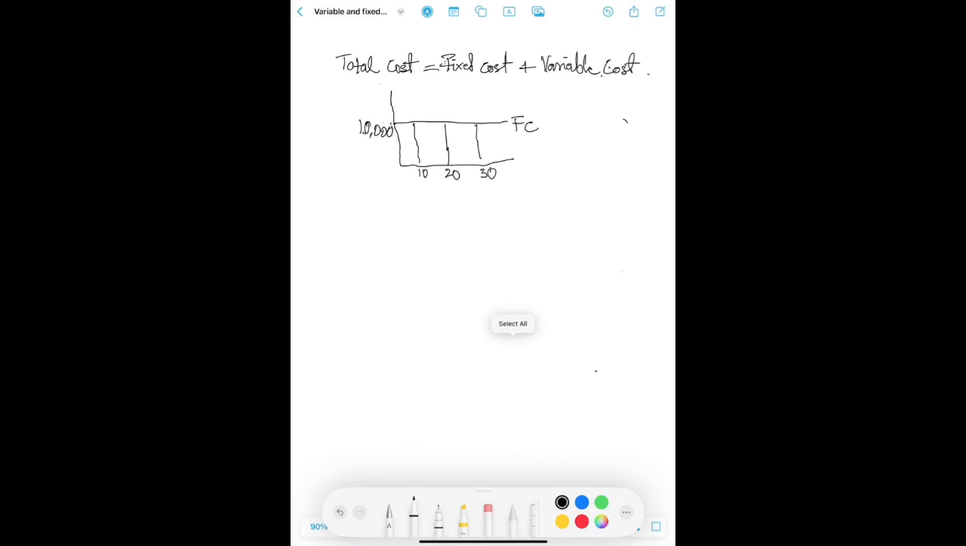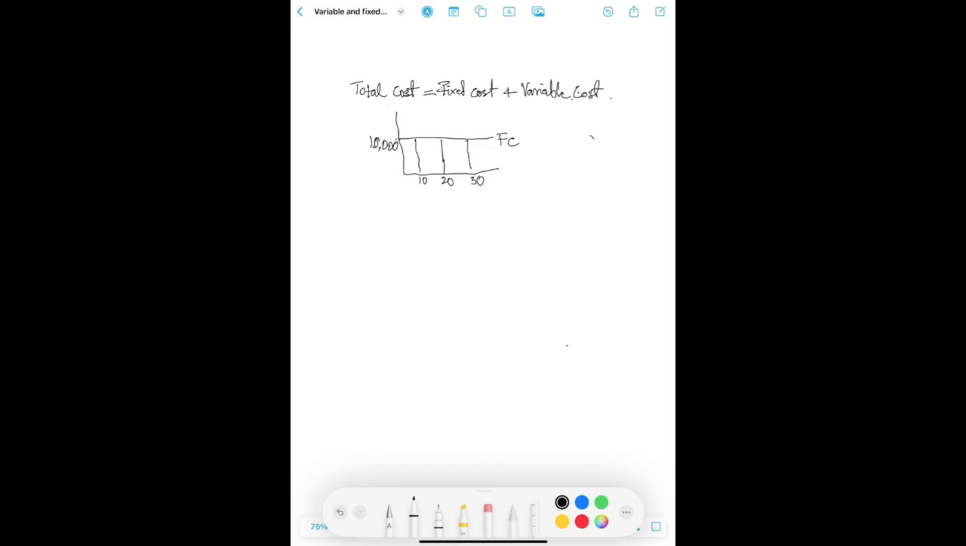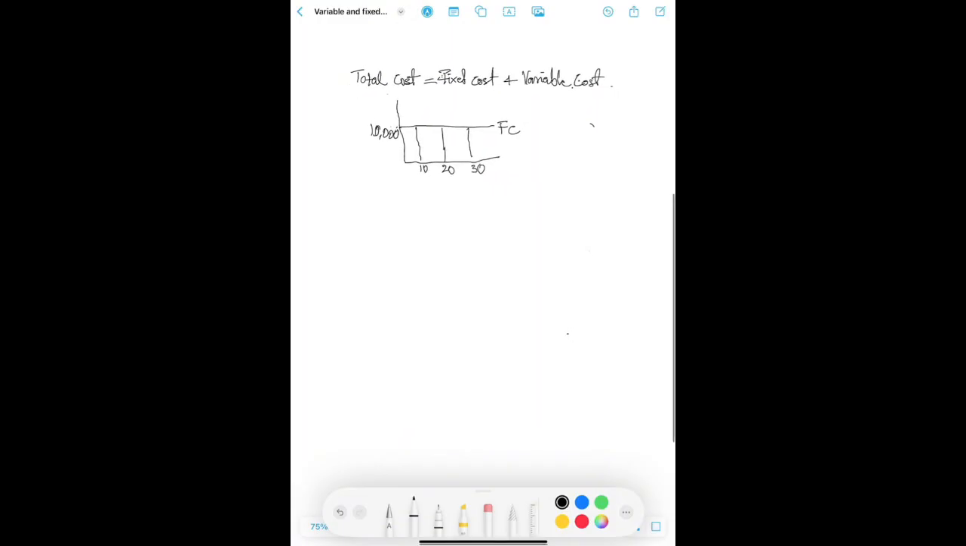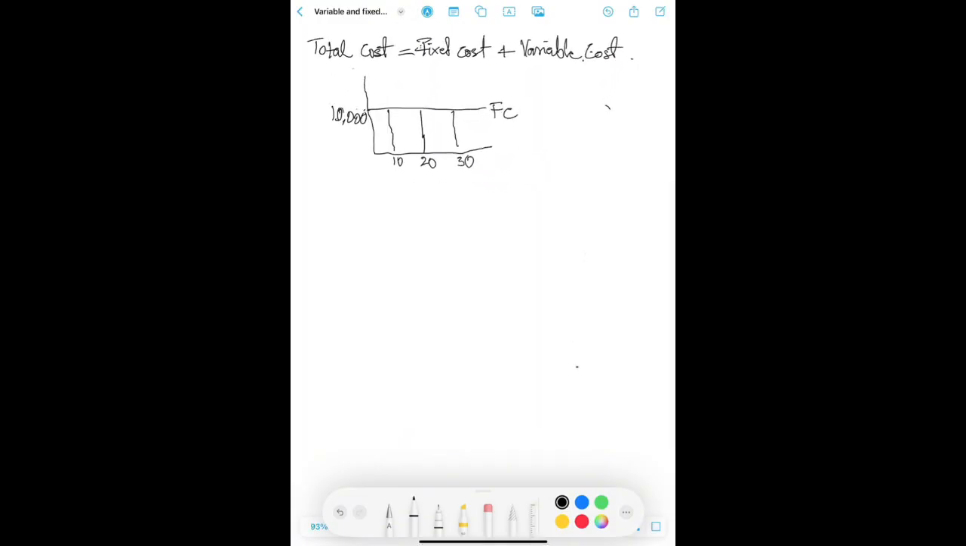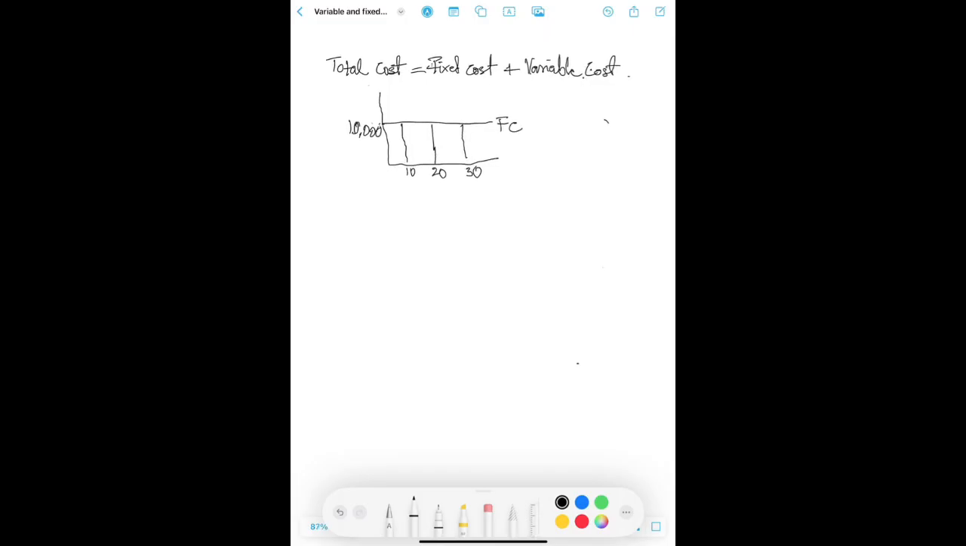However, we have the variable cost. Your variable cost is that cost that will vary in line with the change in the activity level. A good example is material. If you produce cake, part of the material used in producing cake can be flour, sugar and all the rest.